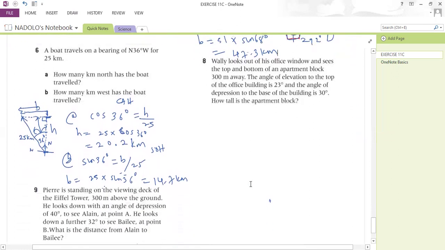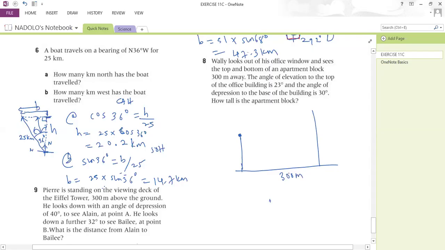We look at number 8. Number 8 says Wally looks out of his office window and sees the top and bottom of an apartment block 300 meters away. Okay. With that in mind, we have a level ground here. We'll have a building where Wally is, and let's say this is where his eyes are. So he sees the top and he sees the bottom. So we'll have this block here, which is 300 meters away.